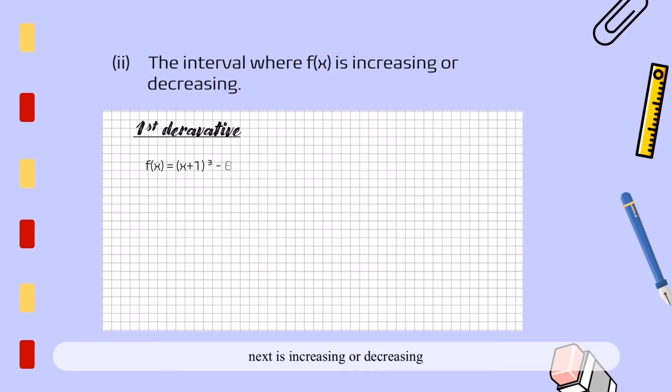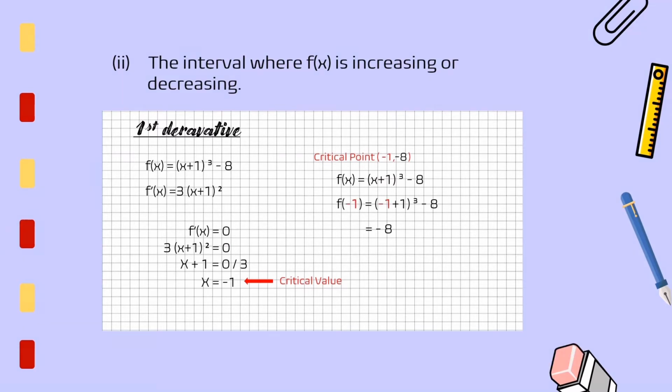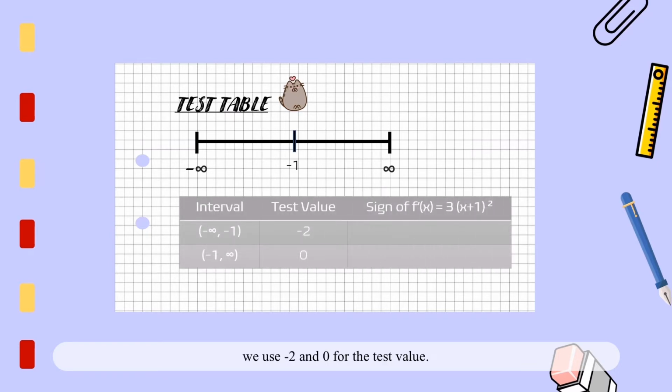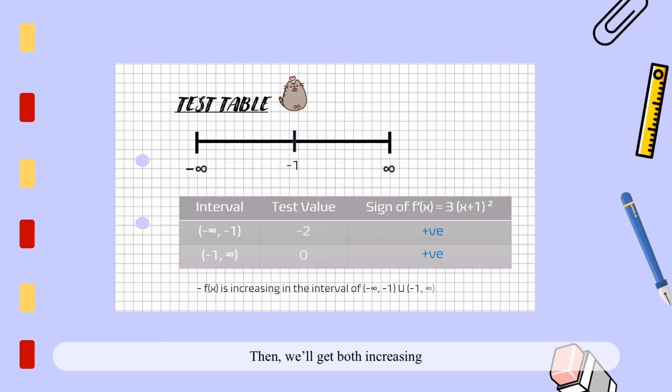Next is increasing or decreasing. First, we need to differentiate f(x), and then set it equal to 0, and we will get a critical value. Next, we want to find a critical point. We use negative 1, take the original equation and substitute negative 1 into the value of x. For the test table, negative 1 is the critical value. Then, between the intervals, we use negative 2 and 0 as the test values. Then, we'll get both increasing.